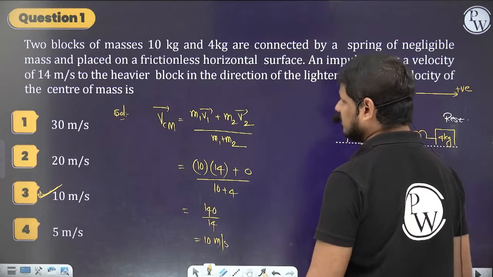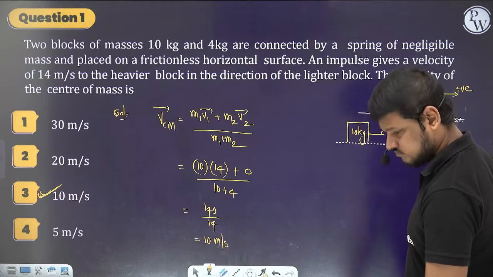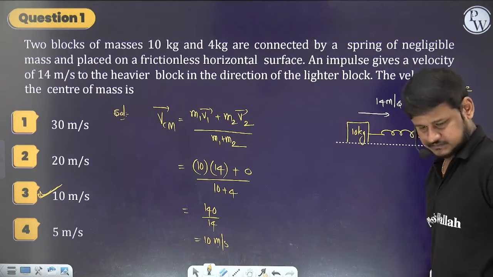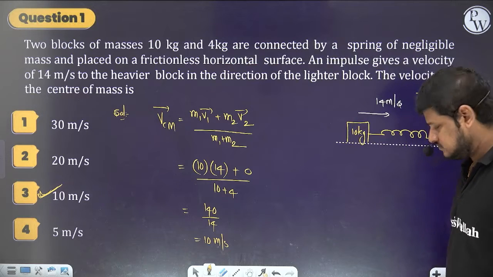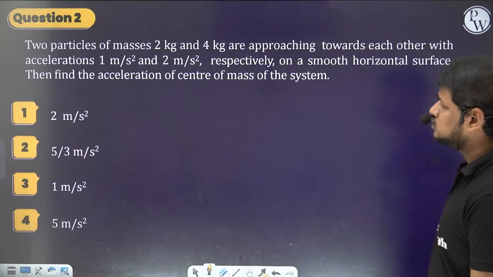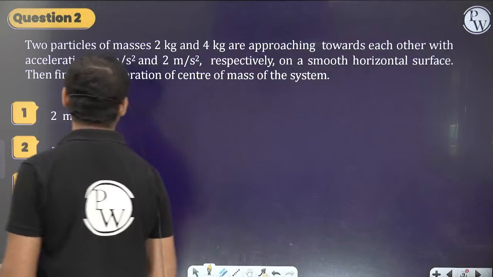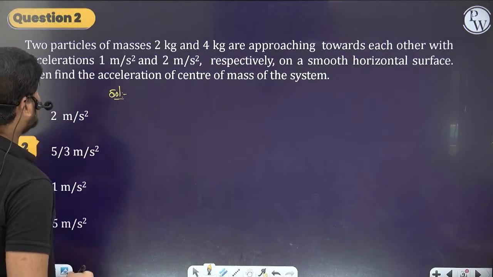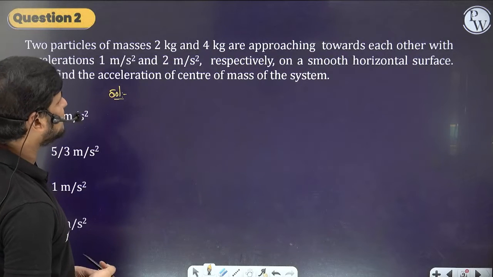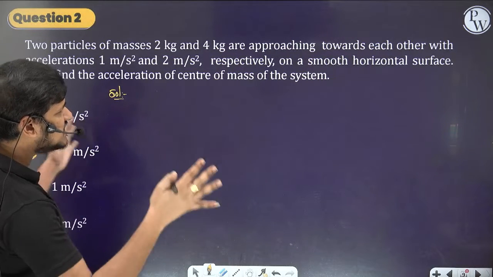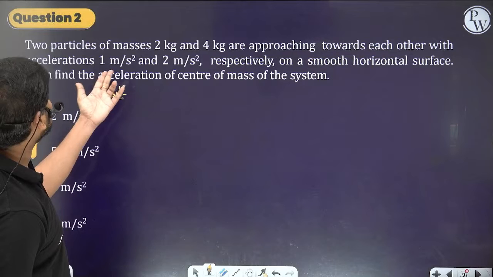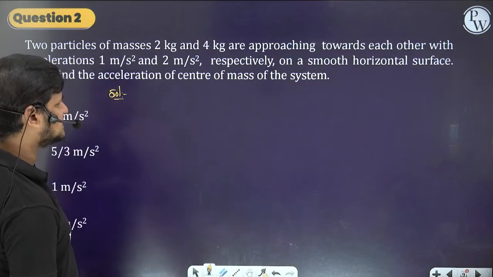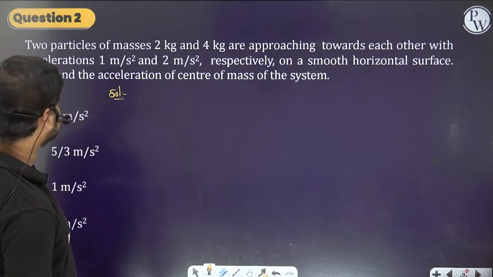Let's move further. Let's go for the next question, the second question. What does the question say? There are two particles of mass 2 kg and 4 kg approaching towards each other with acceleration 1 meter per second square and 2 meter per second square respectively on a smooth horizontal surface.